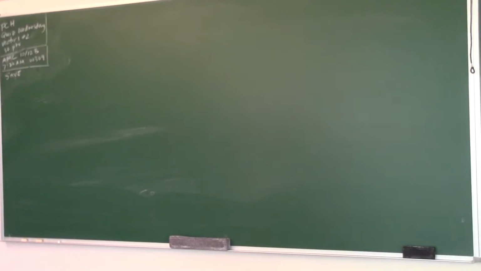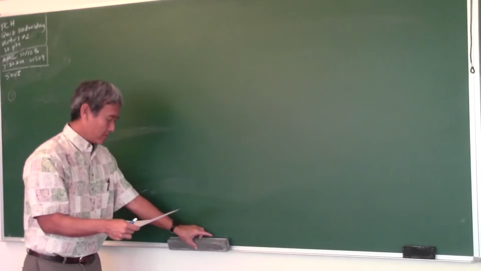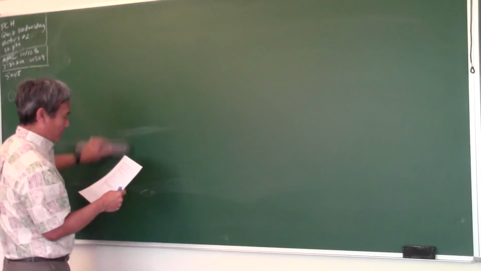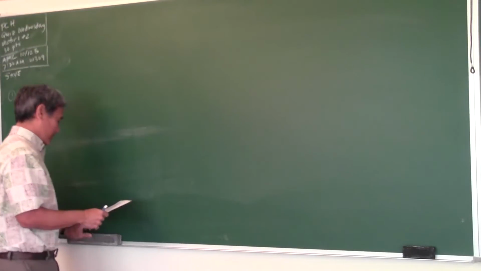Alright, in this video we're going to go over vector 5, each problem one by one. Number 1, use vector methods to find the angle the diagonal of a cube makes with one of its edges.